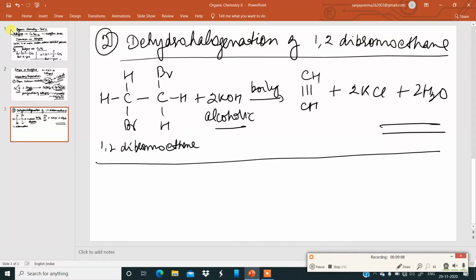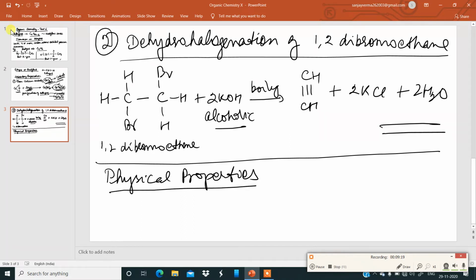Now, going to the physical properties. Physical properties of ethyne. The first one is ethyne is a colorless gas. Remember, it is a colorless gas. It gives a sweet smell when pure. Okay. Otherwise, ethyne has a garlic odor. It is almost insoluble in water. It is slightly lighter than air. Okay. These are the physical properties of ethyne.